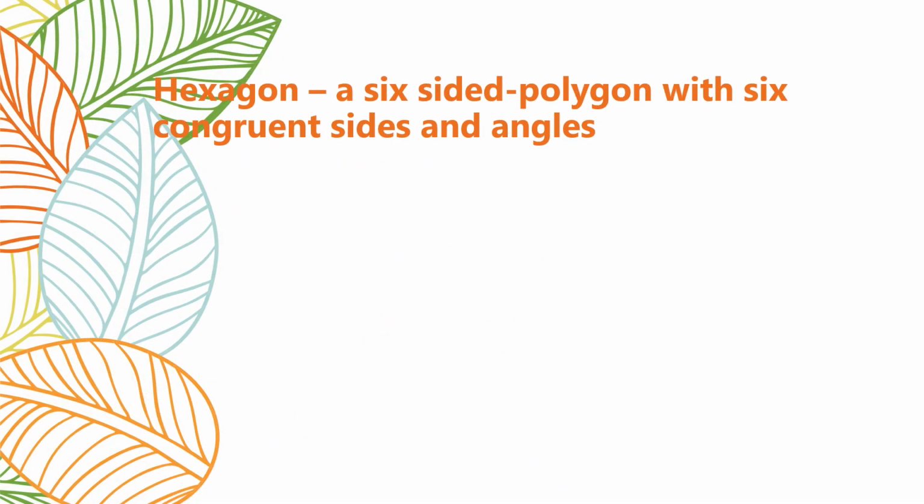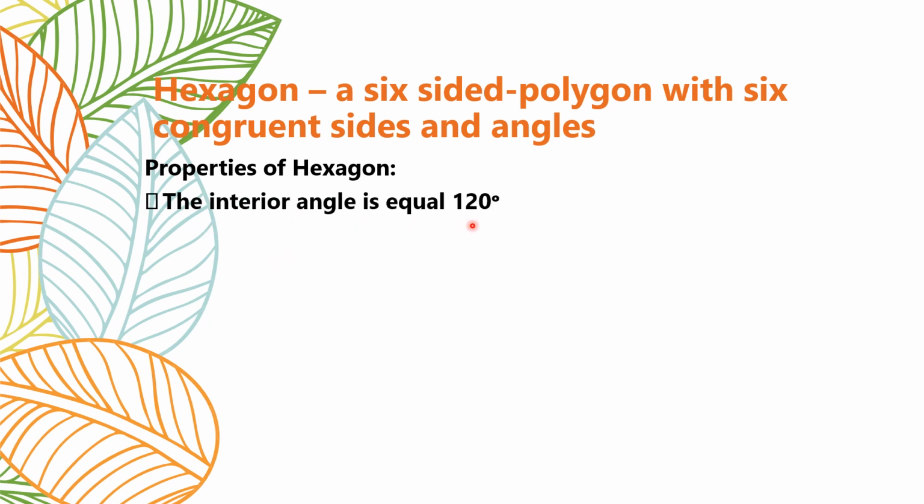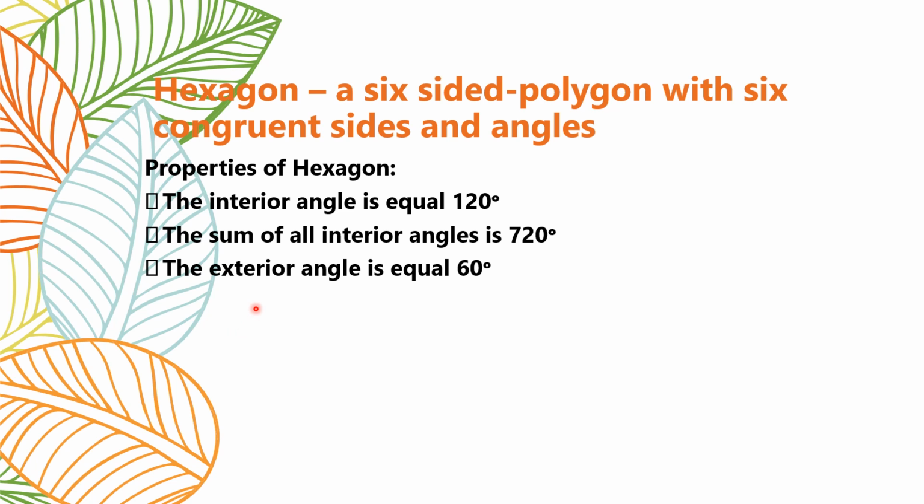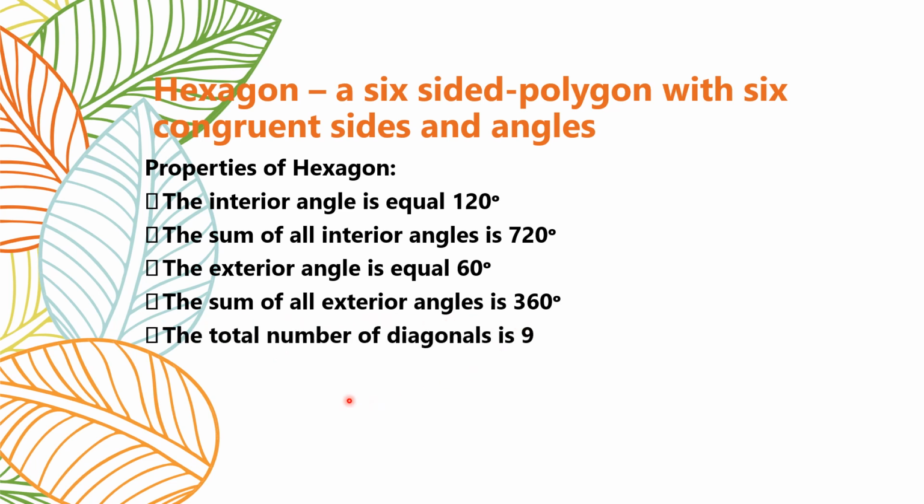Okay, now we have the hexagon. A hexagon is a six-sided polygon with 6 congruent sides and angles. These are the properties of a hexagon. The interior angle is equal to 120 degrees. The sum of all the interior angles is equal to 720 degrees. The exterior angle is equal to 60 degrees, and the sum of all exterior angles is 360 degrees. And the total number of diagonals is 9.